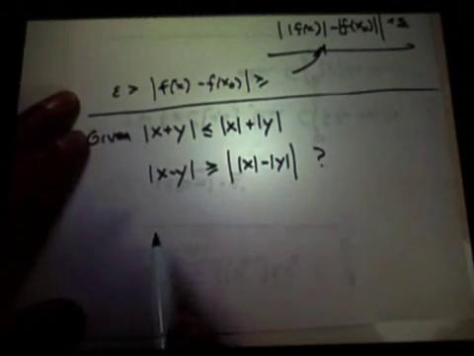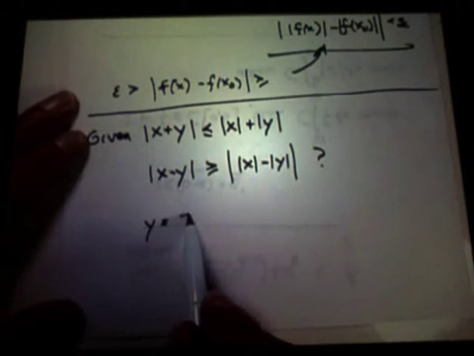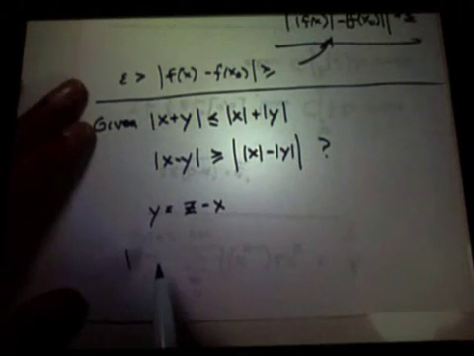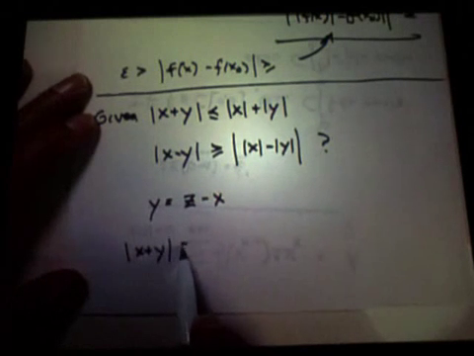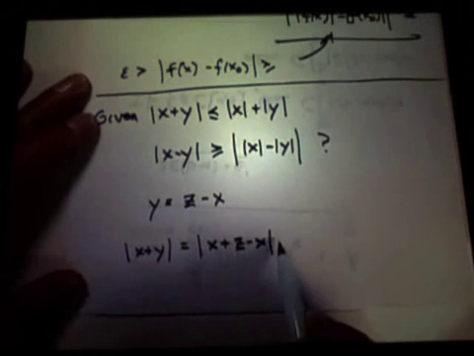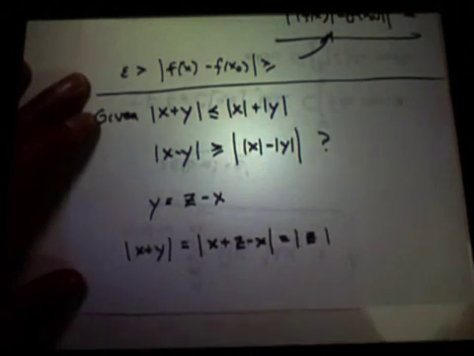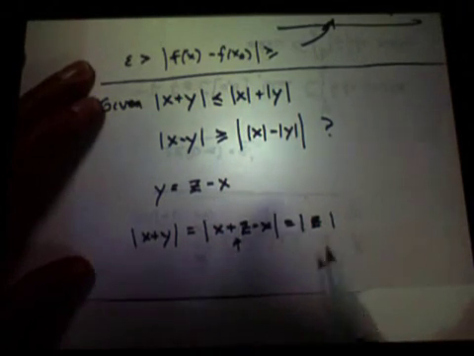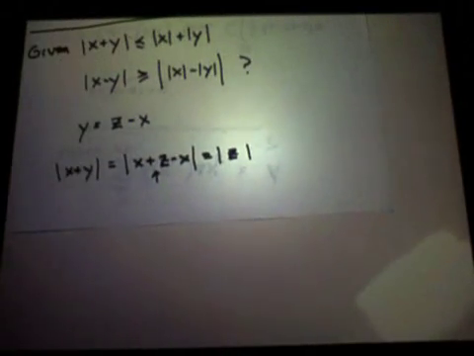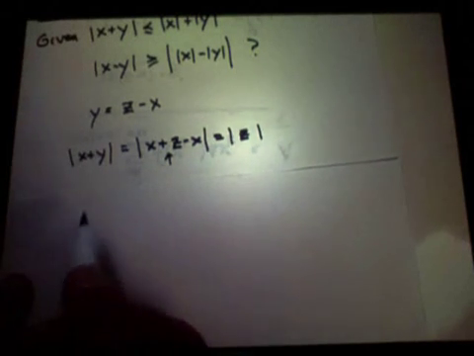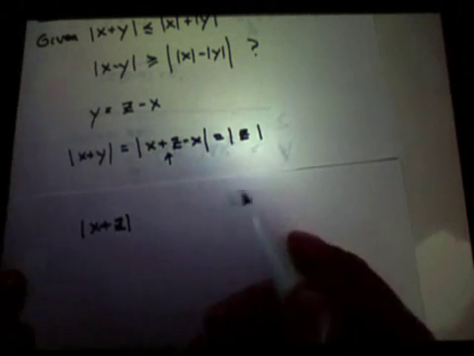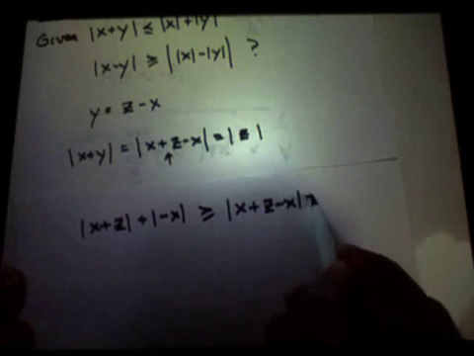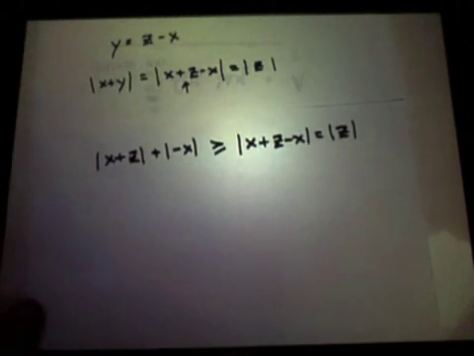Well, what if you did this? Let y equal z minus x. Then you would have the absolute value of x plus y equals the absolute value of x plus z minus x, which is z, right? But then by the triangle inequality applied to this, you could say that the absolute value of x plus the absolute value of minus x is greater than or equal to the absolute value of x plus z minus x, which equals z, right? Certainly say that.